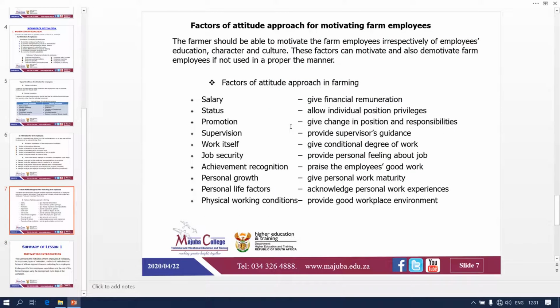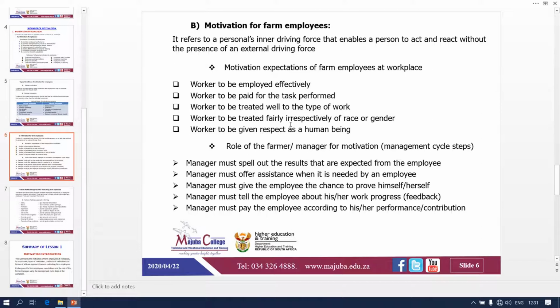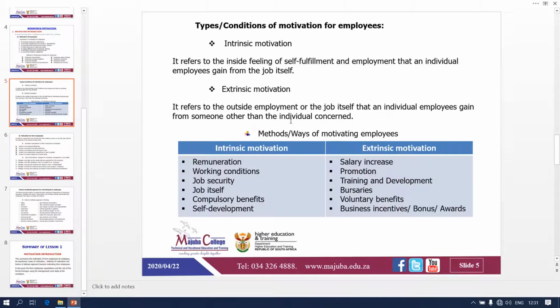Let's look back and see. We covered the factors of attitude in terms of approach. We also look at the expectations and the role of the manager when you are in charge of the employees in terms of motivating them. We also look at the methods or the ways of motivating, where we're looking under the intrinsicity and we're looking under extrinsicity. And then we explain what is intrinsic and extrinsic motivation.